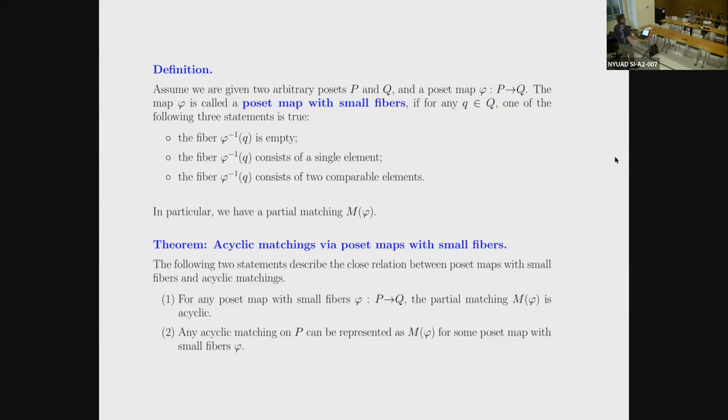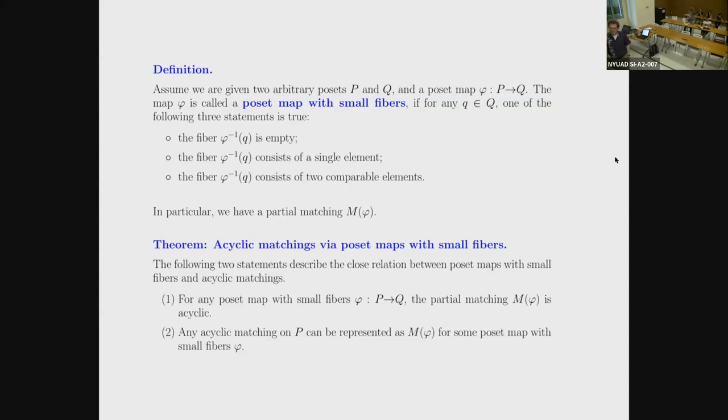I allow only these maps. And then there will be a partial matching, right? Because if there's some q for which there are two elements in the preimage, I will match them. And then it turns out that this is actually equivalent. Such a matching will always be an acyclic matching, and the other way around: if I have an acyclic matching, it is given by such a map.